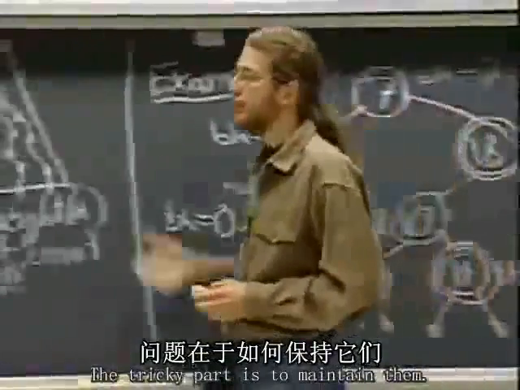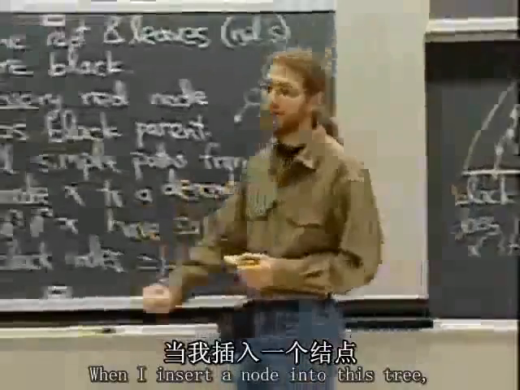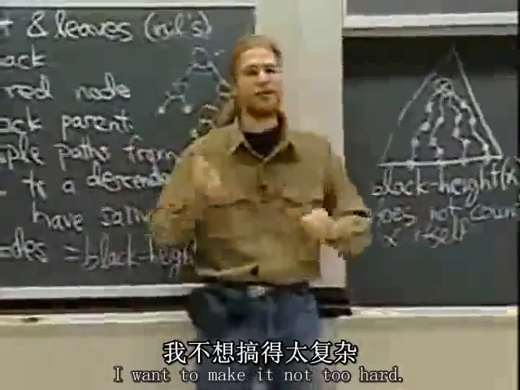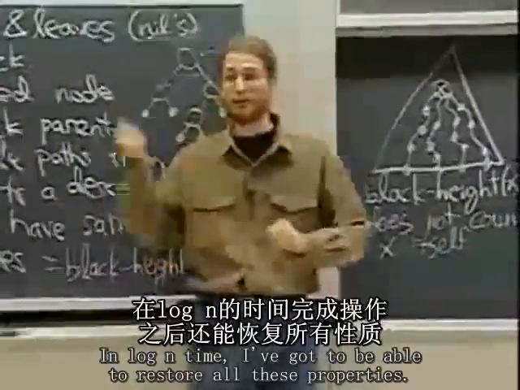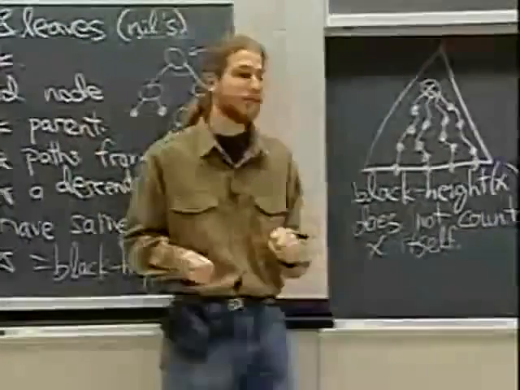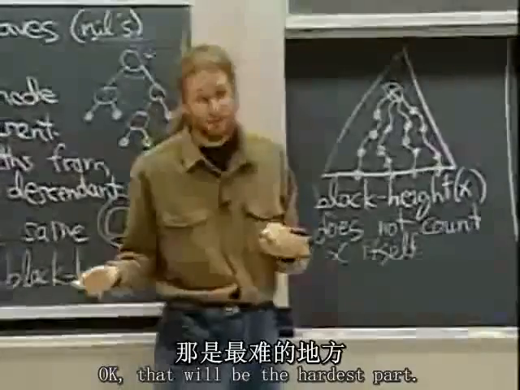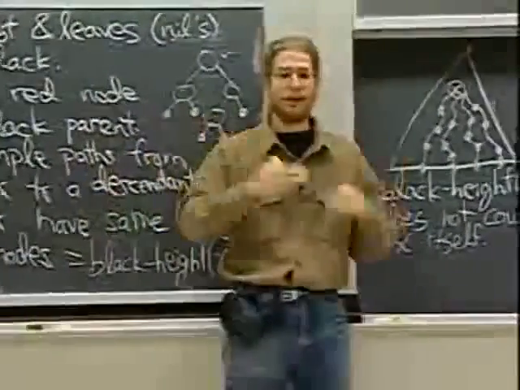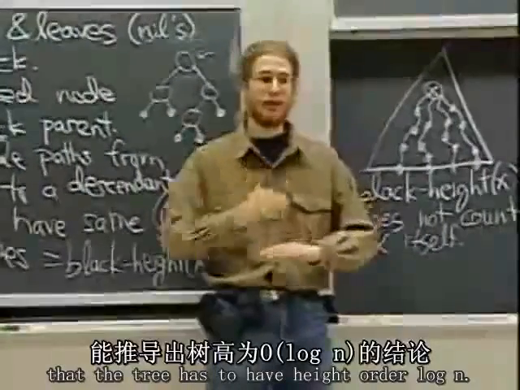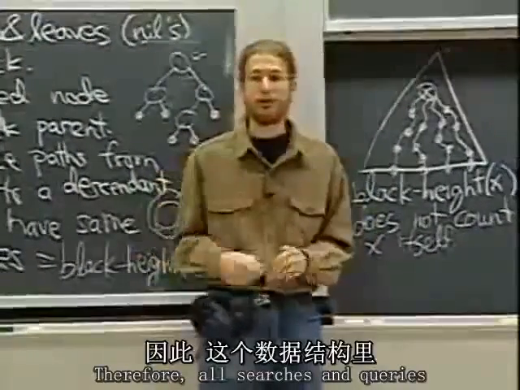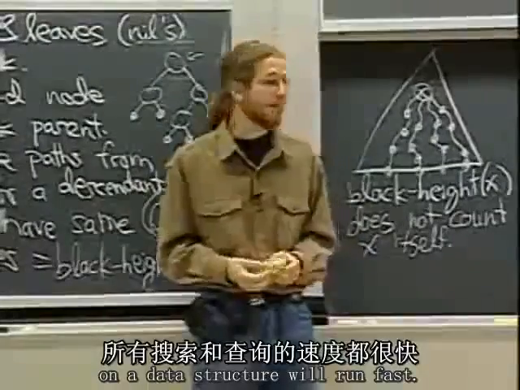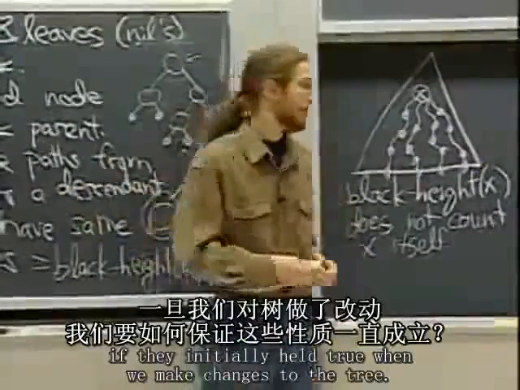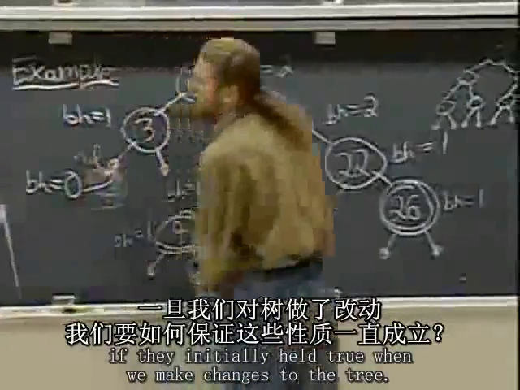The tricky part is to maintain them. When I insert a node into this tree and delete a node from this tree, in log n time, I've got to be able to restore all these properties. That will be the hardest part. The first thing we'll do is prove that these properties imply that the tree has to have height order log n. Therefore, all searches and queries on that data structure will run fast. Then the hard part will be to make sure these properties stay true if they initially held true when we make changes to the tree.